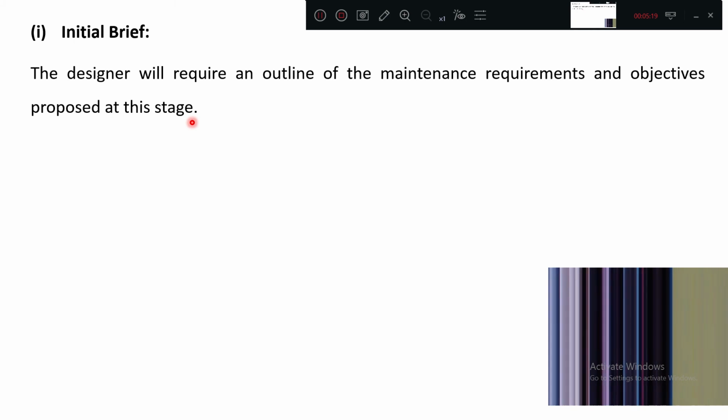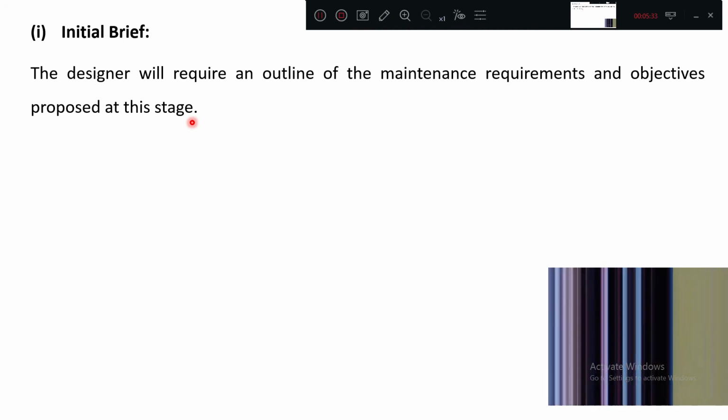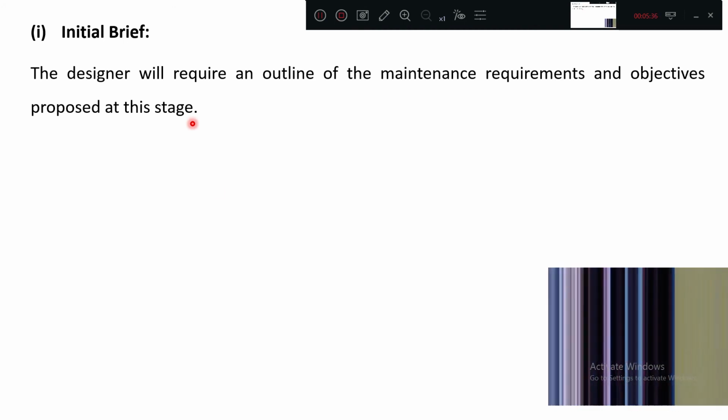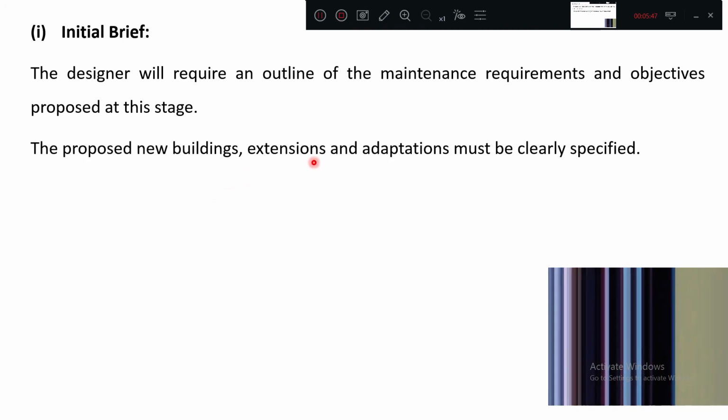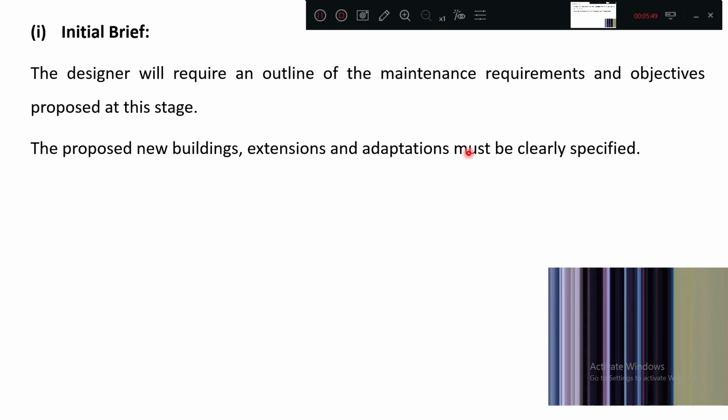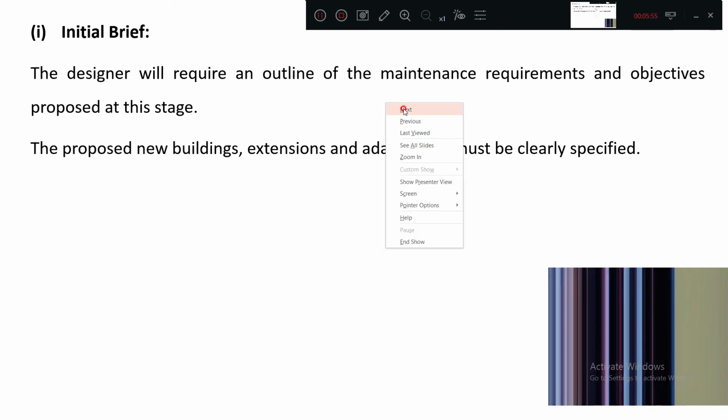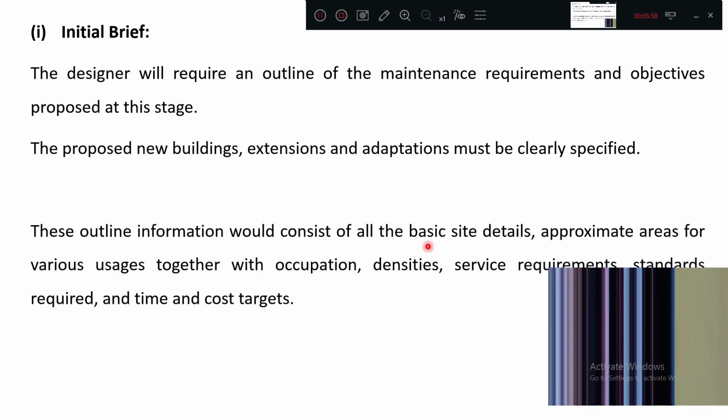In the beginning, a brief introduction, a brief maintenance requirement. For these residential people, so many plumbing points, so many water tap points. For the industrial part, so many electrical points are required. In the initial stage only, he needs to get all these things. In the next portion, the proposed new buildings and their extensions and adaptations must be clearly specified. If any extension is going to come, obviously more resources will be required. So in the initial brief, what are the things he should collect?